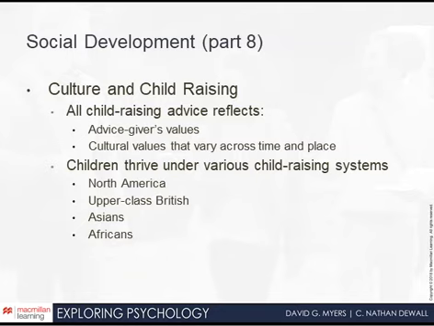Cultural values vary across time and place too. A long time ago, there was more acceptance for corporal punishment for children, where children would be physically spanked or something of that nature. As time has moved on, people have moved further and further away from that. Children thrive under various child raising systems. So no one system is particularly better than the other, but children do find a way to thrive and normally become adults successfully. In North America, upper class, British, Asian, African cultures, there are many different types of child raising systems.